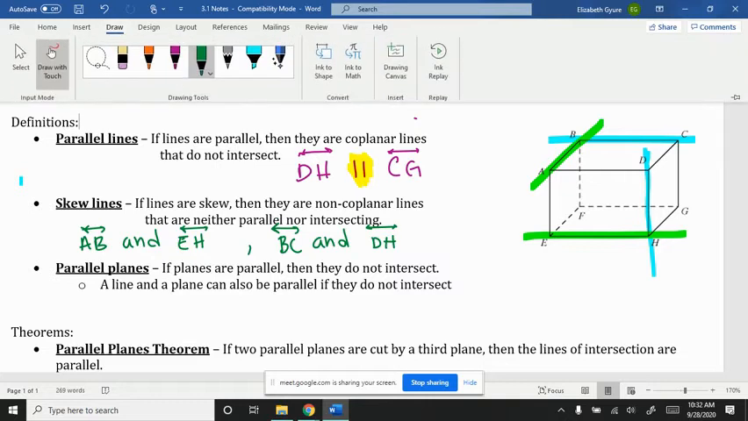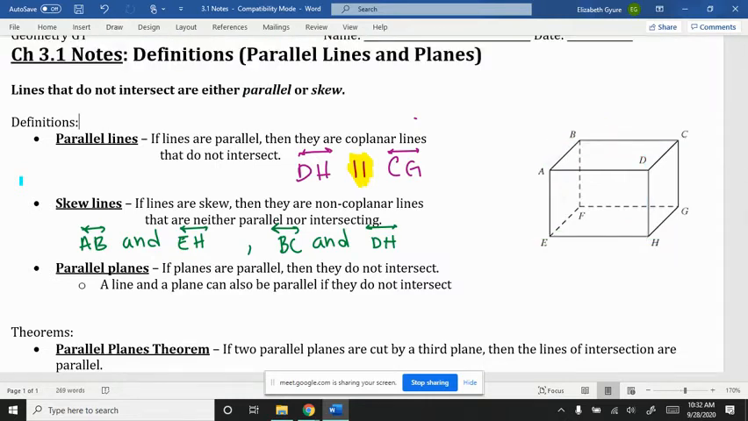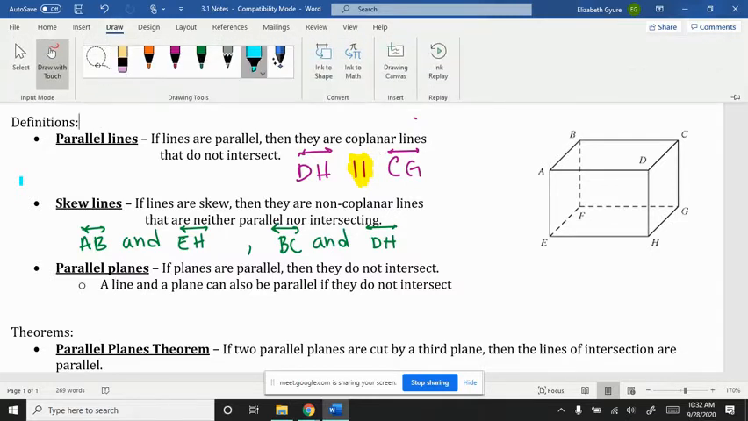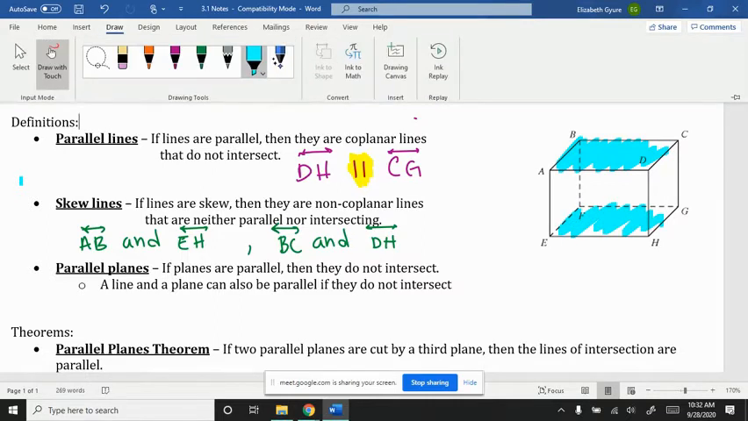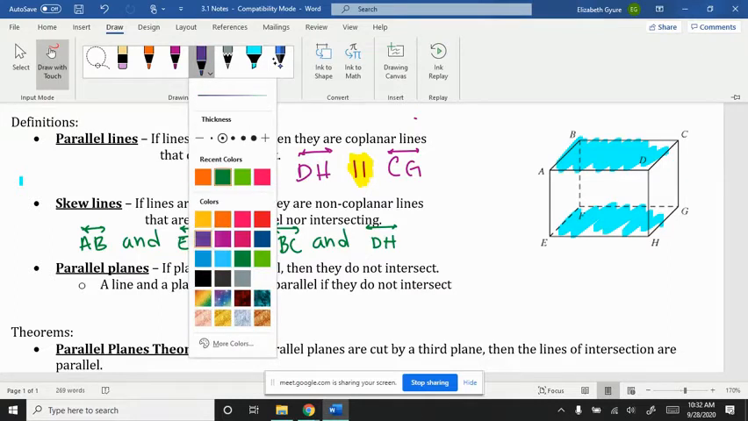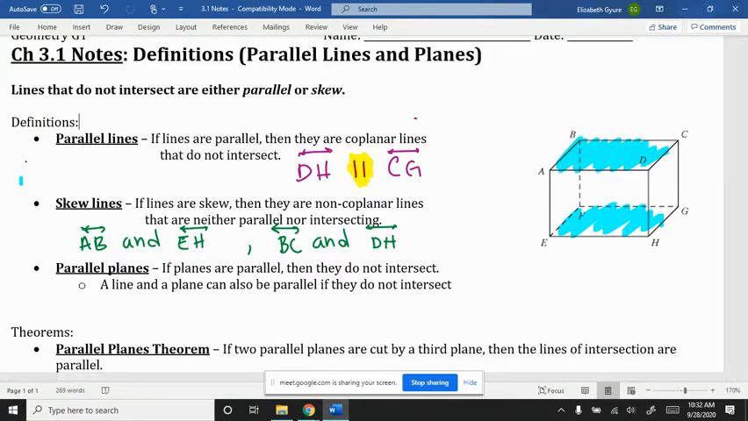And then we also could have parallel planes. If planes are parallel, then they just simply don't intersect, which we actually have several sets of parallel planes in this picture, right? The top and the bottom of your box, the front and the back, the left and the right, etc. And we can show that in the same way as we show parallel lines. So if I wanted to say that the top and the bottom of my box were parallel, then how I would write that is, remember when you name a plane, pick at least 3 non-collinear points on it to name it.